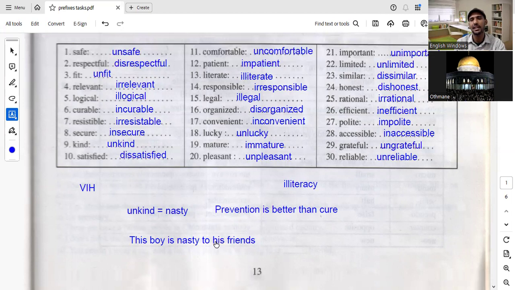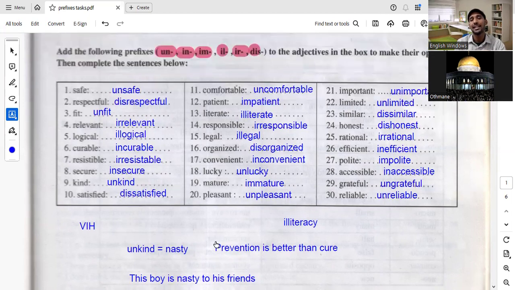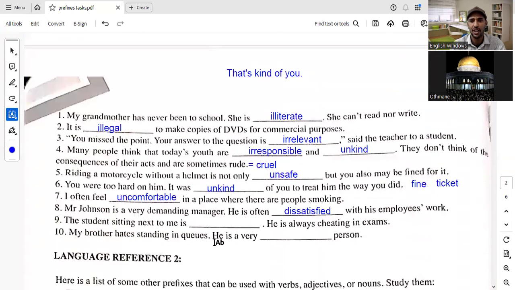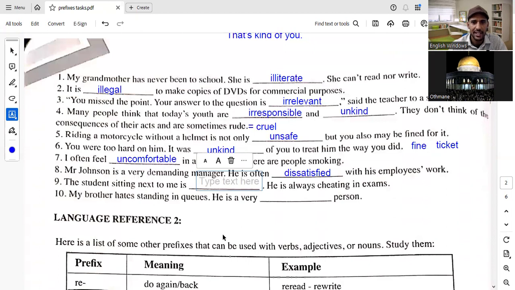Someone who lies to himself, right? So is this honest, right? Dishonest, right? Okay. Good job, right? The last one here, and we are going to stop here.